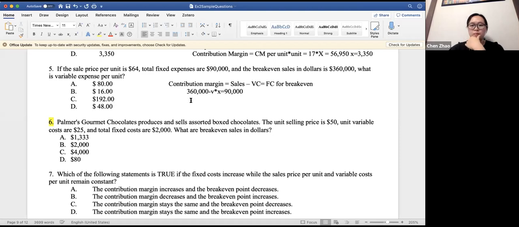Okay. Once you come to here, you see that the question is asking what is the variable expense per unit, and we want to solve for V. So this is our goal, to solve V. And in order to solve V, we still don't have X, the total number of units. So do you know the total number of units, the total number of sale units?